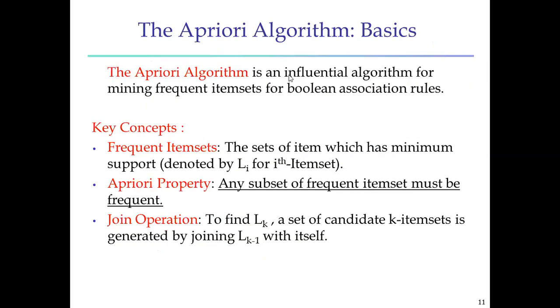So the a priori algorithm is an important algorithm, an initial algorithm for mining frequent item sets for Boolean association rules. There are 3 important key concepts with respect to the a priori algorithm. First is the frequent item set: the set of items which has the minimum support, denoted by L suffix i for the ith item set.